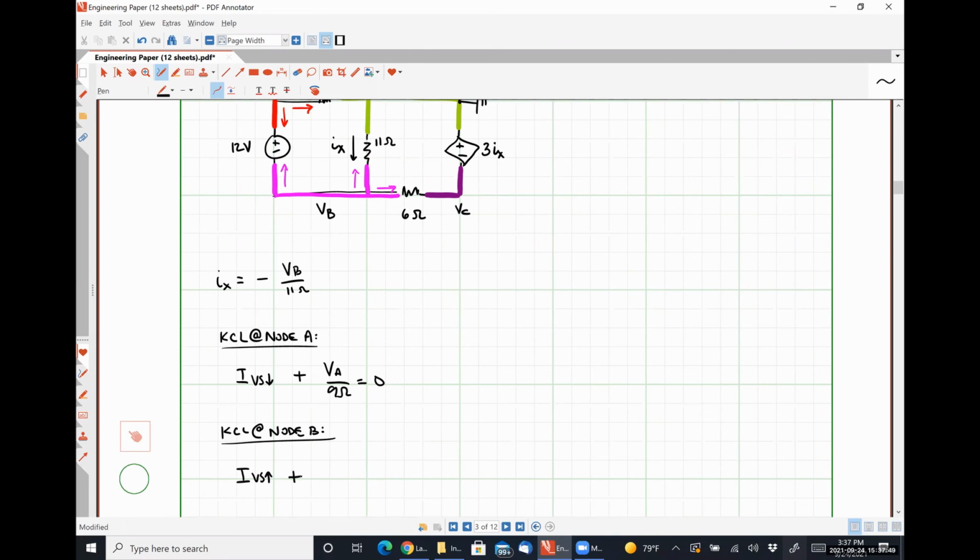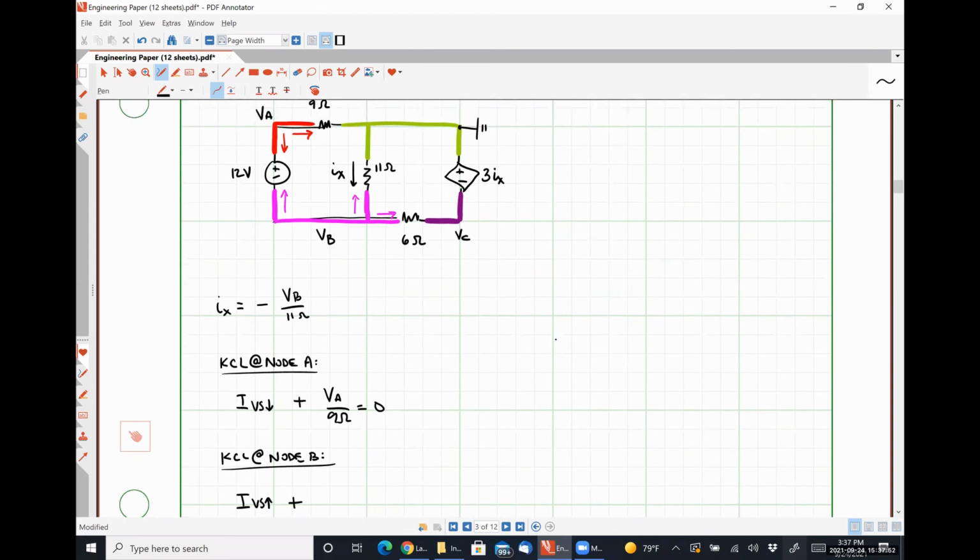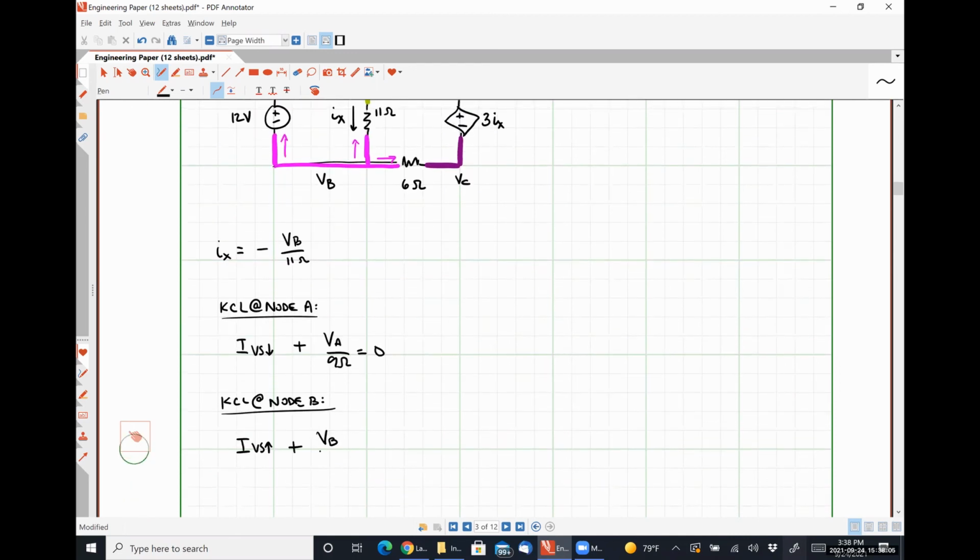What's the current flowing up through the 11 ohm resistor? 11. Yep, VB over 11. And the current flowing to the right through the 6 ohm resistor, Andrew, I think Andrew Turner, is that your name? Okay, awesome, I didn't screw it up. Current flowing to the right: VB minus VC over 6 ohms.